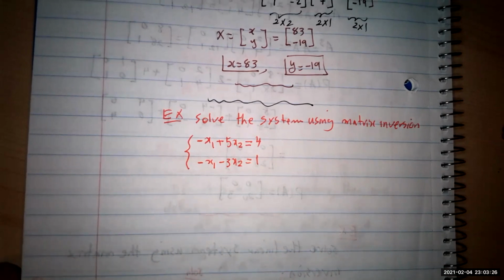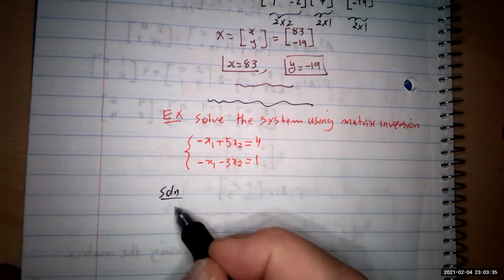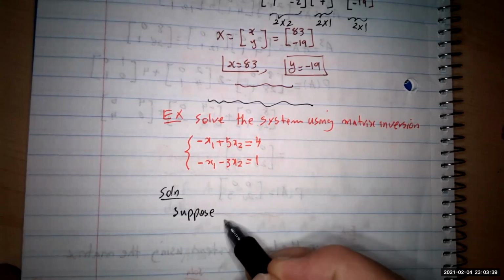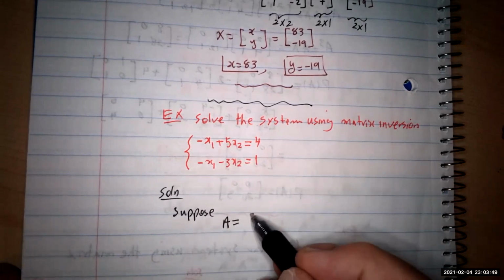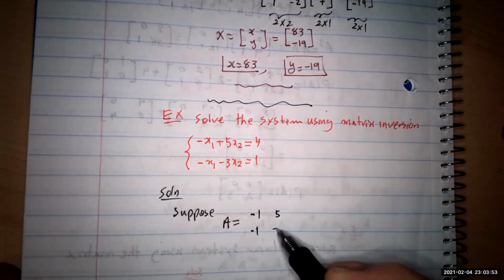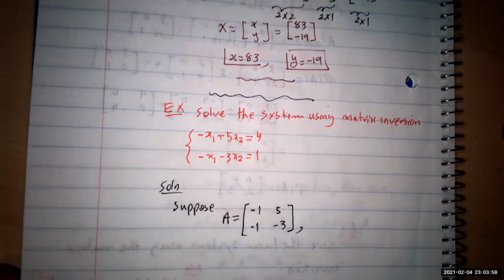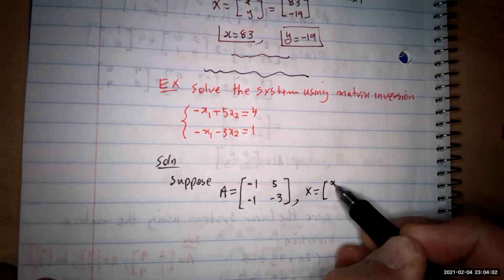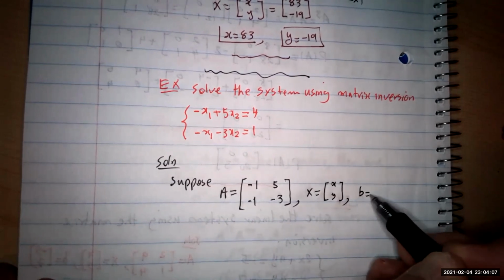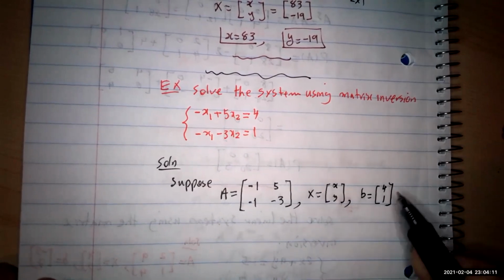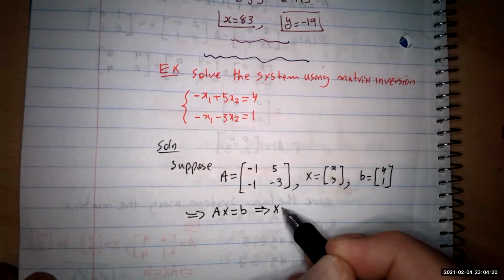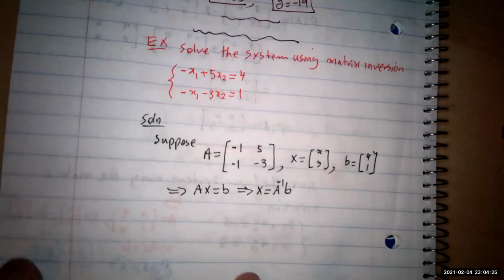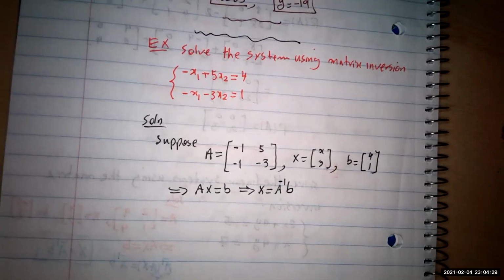Okay. So what we are going to do, we change it to the matrix form first. So the matrix of the coefficients is A, equal to -1, 5, -1, -3. This is the matrix of the coefficients. The matrix of the unknowns is simply x, y, and the matrix of the constants is 4, 1. If this is the case, then your system would be AX equals B, and we use the inverse, so X would be A inverse B. It's like multiplying both sides by A inverse.